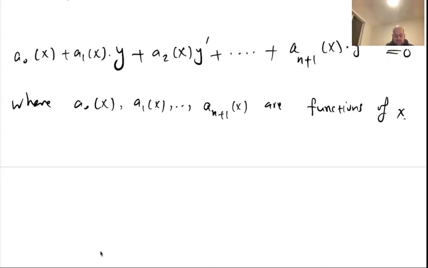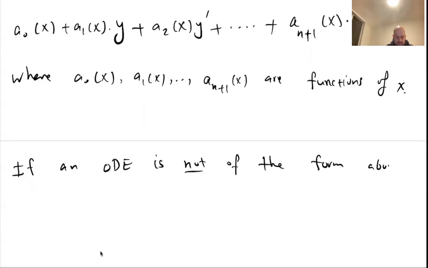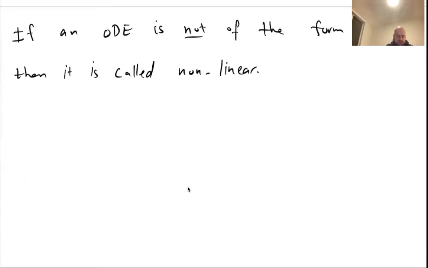And if an ODE is not of the form above, then it is called non-linear. It's called a non-linear ODE if it's not of this form. If it's of this form, it's a linear ODE. Otherwise, it's a non-linear ODE. For example, let's say x squared equals 3y plus y prime.